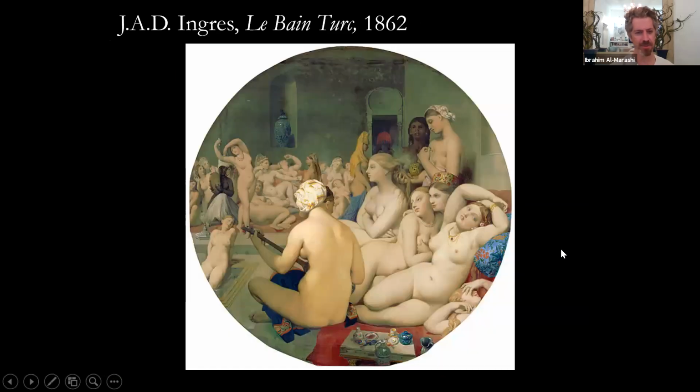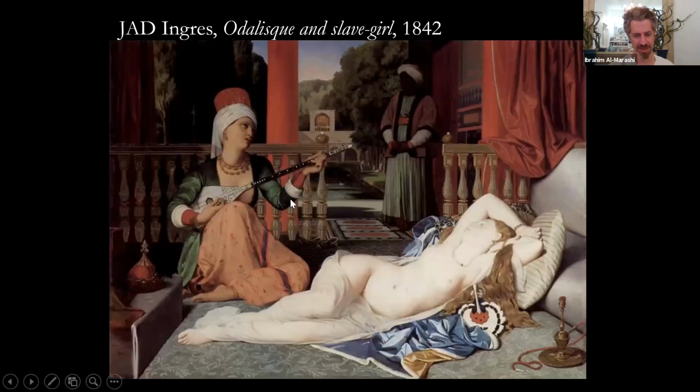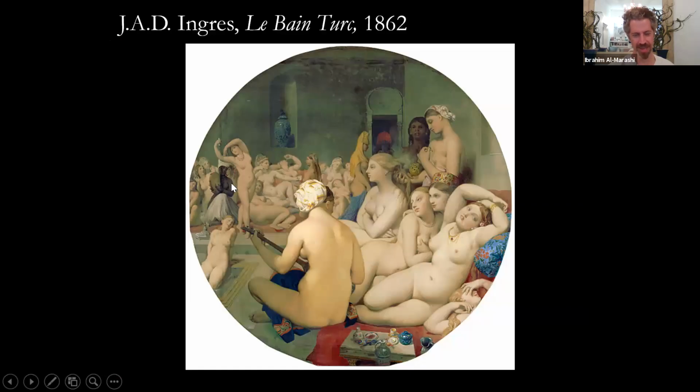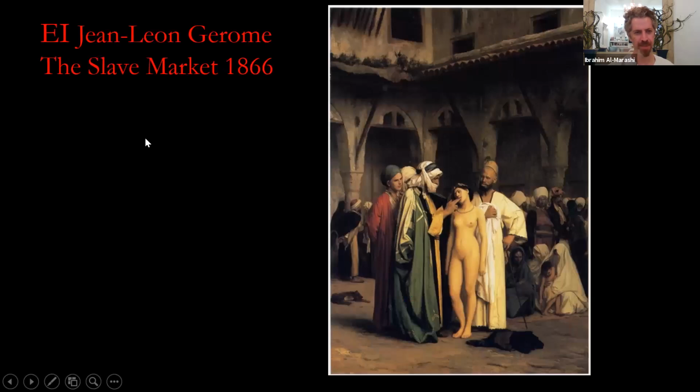Then he gets a little bit out of control because what's a harem? Okay, that's fine. You have a few women there, but to be allowed into an Ottoman bath, that's something entirely different. We see common elements, usually the musician playing, African servants. Okay. Then we get to Gérôme's slave market, which I referred to earlier.